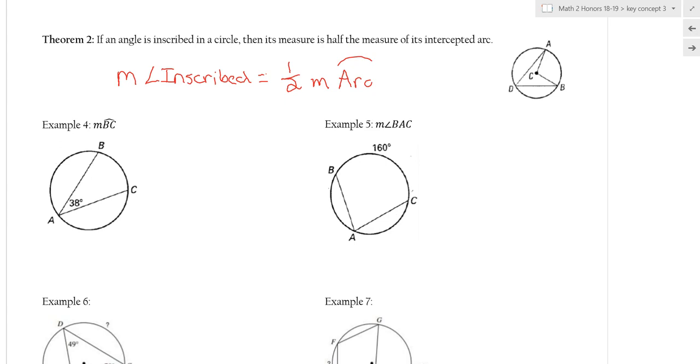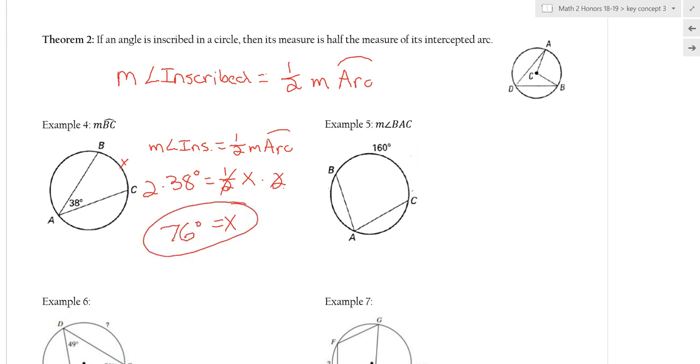So let's look at example 4. I'm finding the arc BC, so I'm going to put X there. So the measure of the inscribed angle equals 1/2 the measure of the arc. I know my inscribed angle is 38 degrees. Instead of dividing by 1/2, I find it easier just to multiply by 2, right? 1/2 times 2 is 1. Those go away. So X equals 76 degrees.